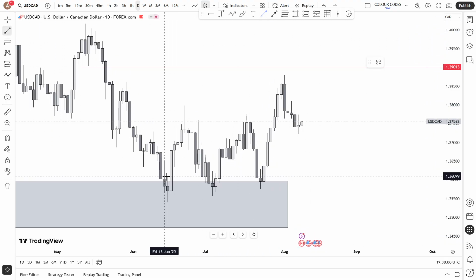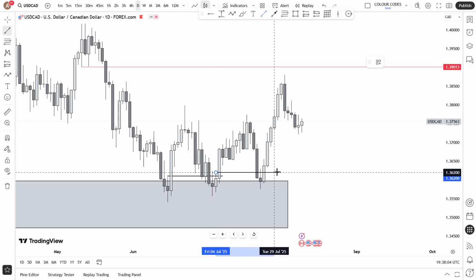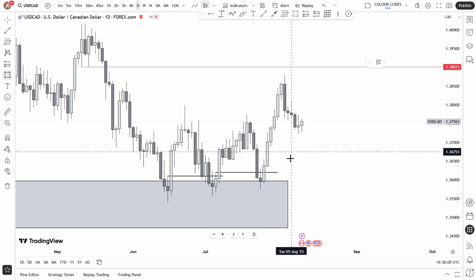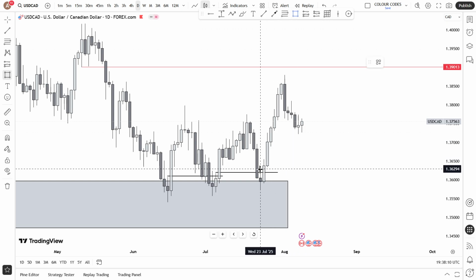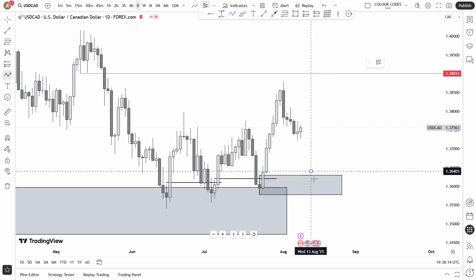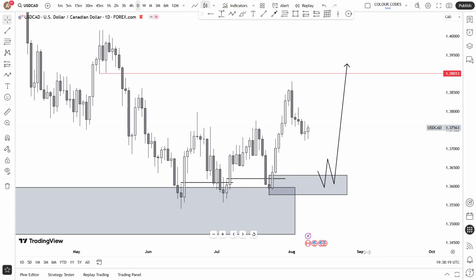You can see this particular first order block got respected. The second one also got respected. So the probability that the third one is going to be respected is very high. That means we are going to focus on anticipating that price gets to this particular order block. Then we will find confirmation here and then buy to the target we are looking at.